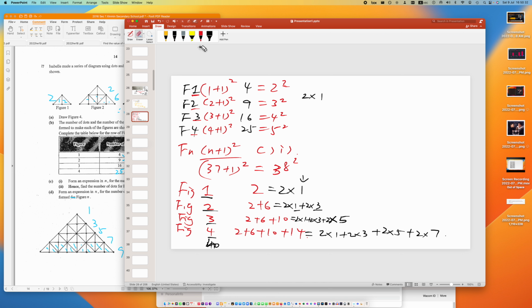What I'm trying to say is this. If you sum it up, you see what this is. Take out the common factor, it is 1 plus 3 plus 5 plus 7. So that means your figure 40 is going to be 2 times 1 plus 3 plus 5 plus 7 until you have 40 of this. 40 of this is how much? That means basically you need to first find the 40 odd numbers.